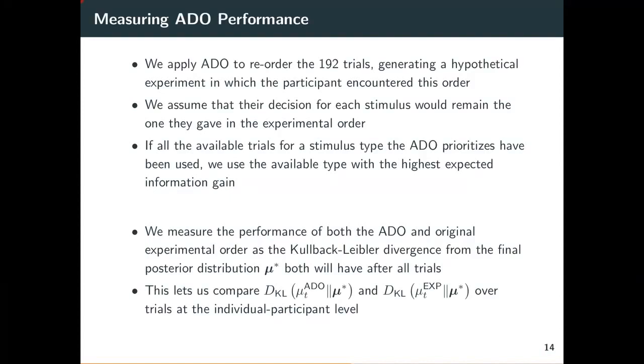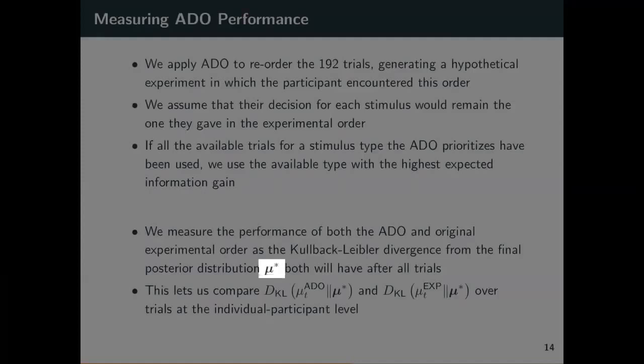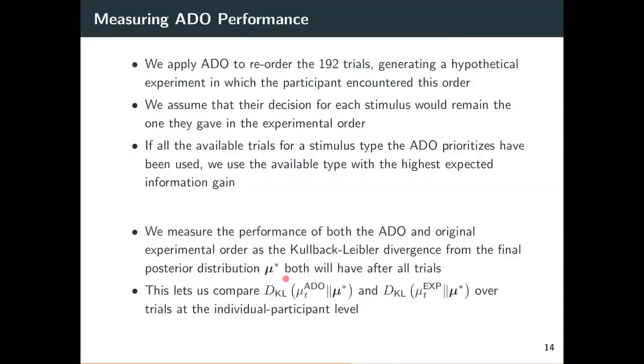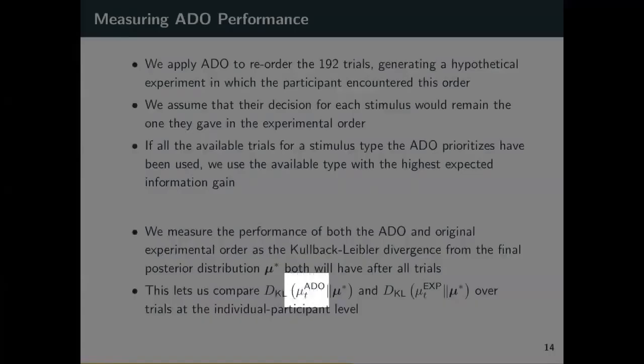To measure the performance of adaptive design optimization in this testing scheme, we again use the Kullback-Leibler divergence, but now to measure the difference between the final posterior distribution that will be achieved when all the data have been seen, mu star, and the posterior on mu that is currently available through either adaptive design optimization ordering or the experimental ordering that the participants actually did.